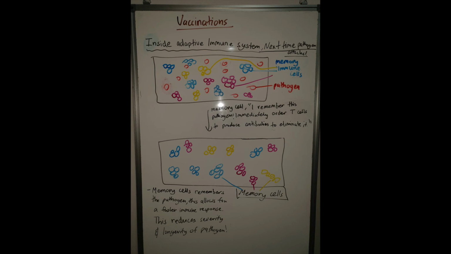This artificial immunity and memory cells can reduce the severity of pathogens and reduce the response times to attack the pathogen.